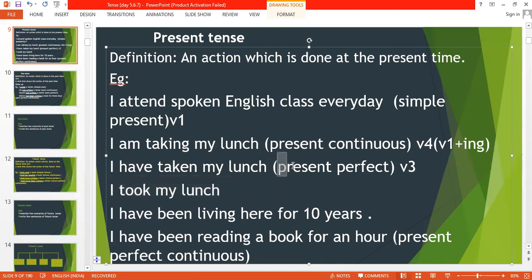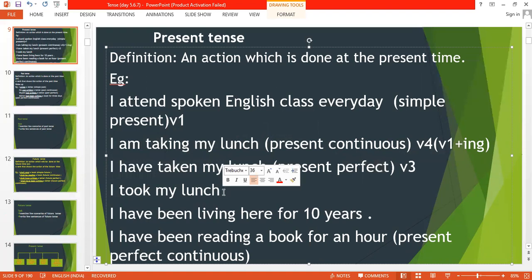Present perfect, which is related to present time. For example, if somebody asks, what are you doing? You may say, I am taking my lunch. But after 10 to 15 minutes, if I ask, what are you doing? You may say, I have taken my lunch. It means the ongoing action got completed. So for that situation, we have to use present perfect. And the meaning of perfect is completed.